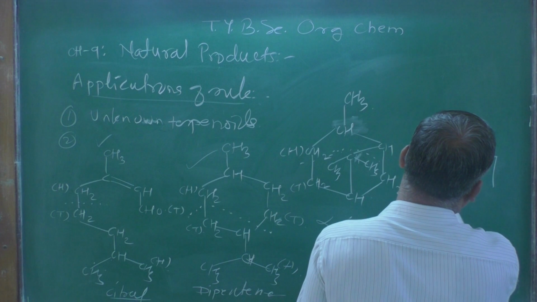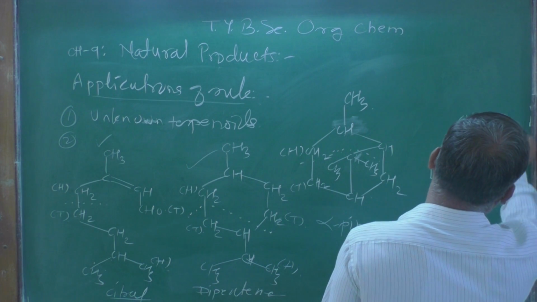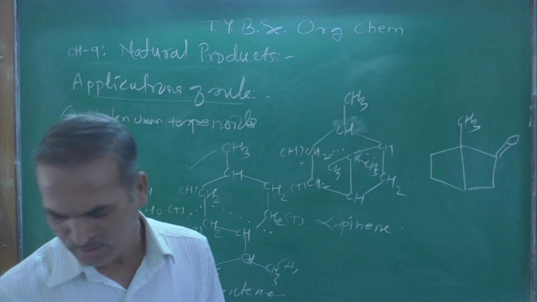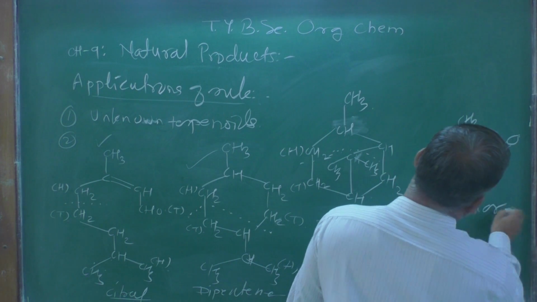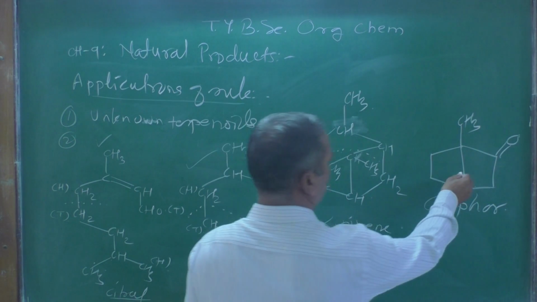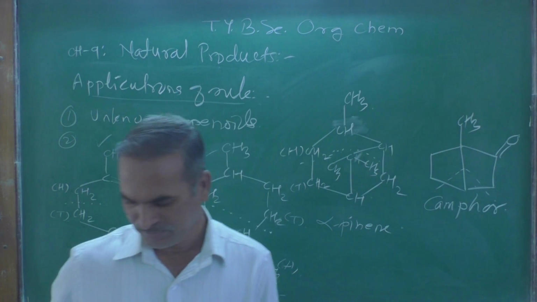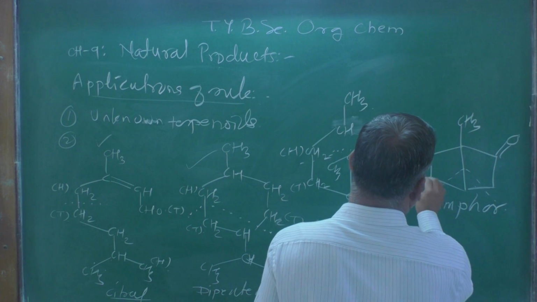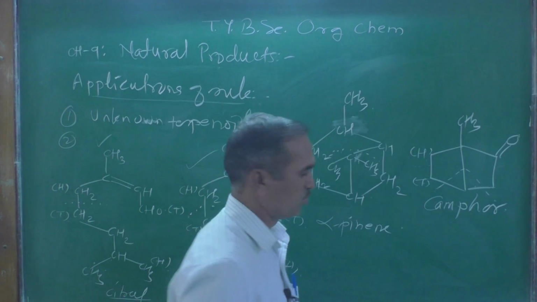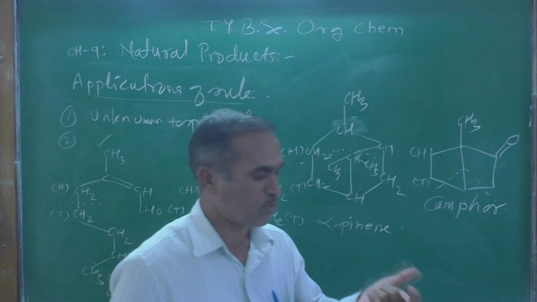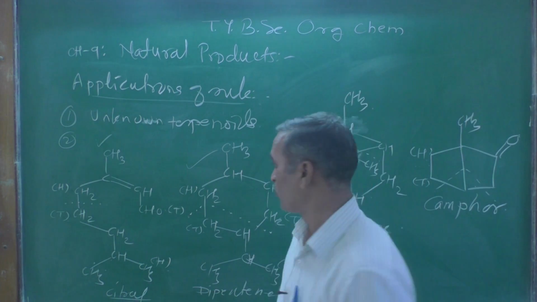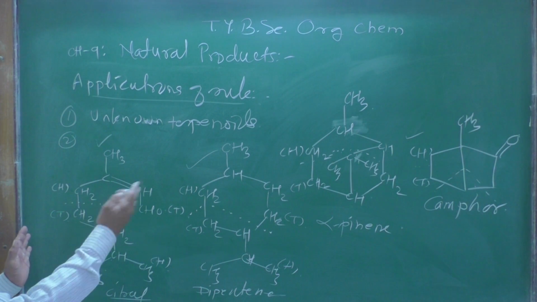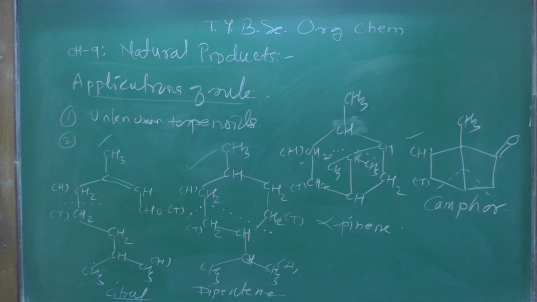As we know, this is the structure of camphor, with CH3 and a double bond to O. The structure of camphor also follows the head to tail arrangement: here is a head, there will be a tail, and therefore it also follows the isoprene rule as well as the special isoprene rule, and this is also an example of a natural terpenoid.